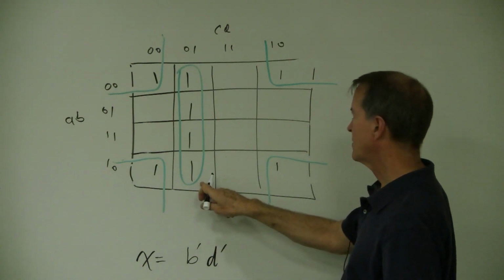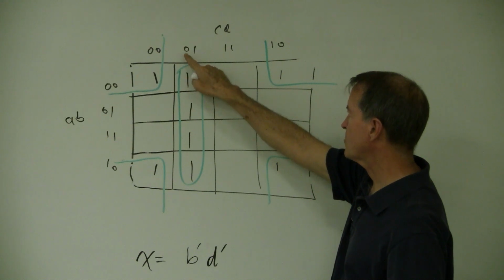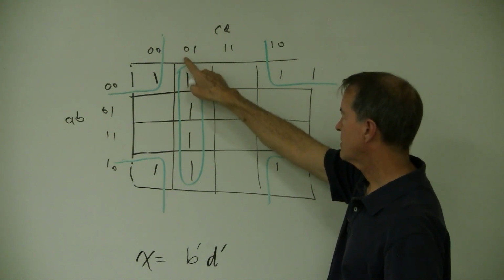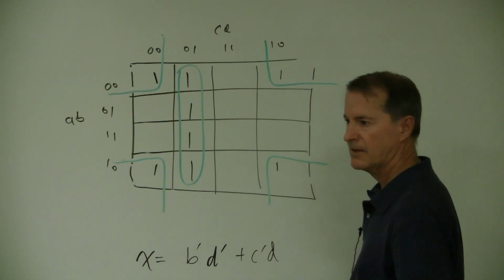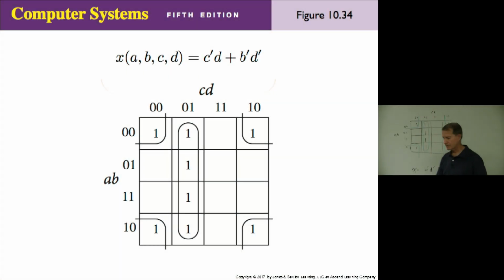Now how about this one? This one's easy because it's a column. It's just what? C prime D. Let's see if that's right. Did we do it right? Here's figure 10.34. B prime D prime, or C prime D. Yeah. All right, is everybody good? Okay, let's do another one. These are fun to do, but once we get to 4 variables, it can get a little tricky.